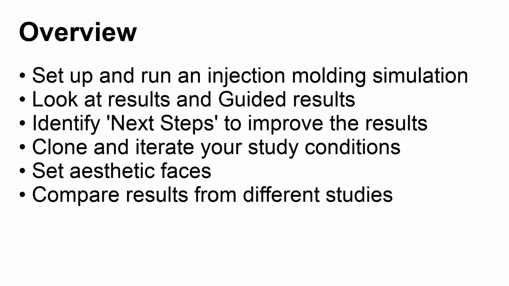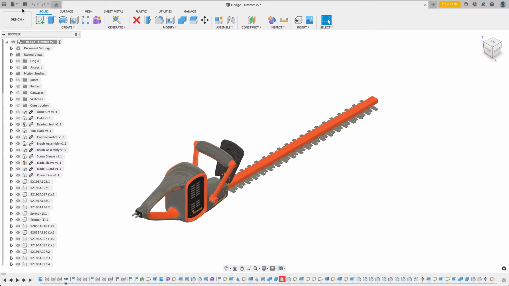In this lesson, we will set up and run an injection molding simulation, look at the results and the guided results, identify options to try in order to improve the results. You'll learn how to clone your study to run with different setup conditions, set aesthetic faces, and compare results across different studies. Let's set up and solve an analysis to determine if the plastic bodies of this hedge trimmer design can be injection molded to produce good quality parts.